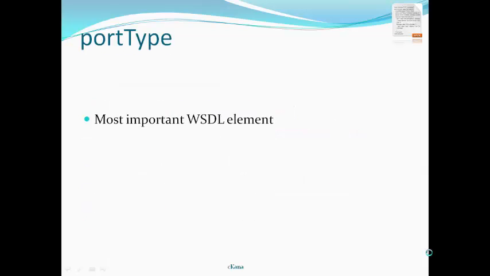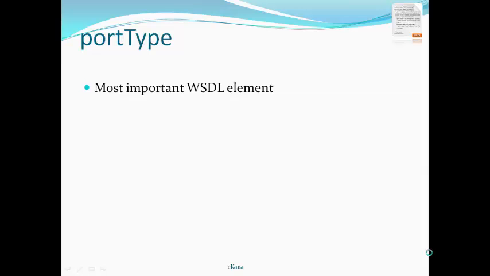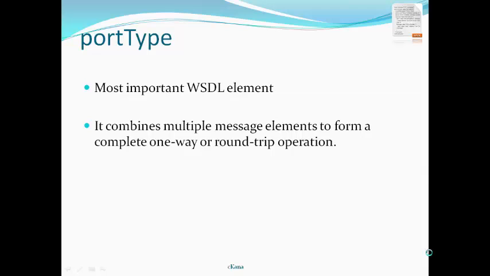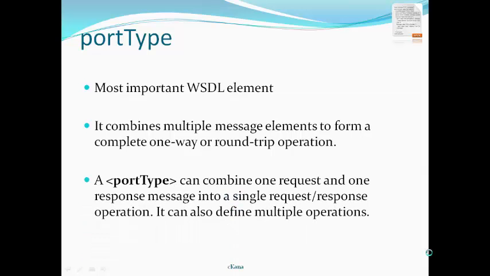Port type. Port type is by far the most important WSDL element. It combines multiple message elements to form a complete one-way or round-trip operation. A port type can combine one request and one response message into a single request-response operation. It can also define multiple operations, and this multiple operations is commonly used in SOAP services.